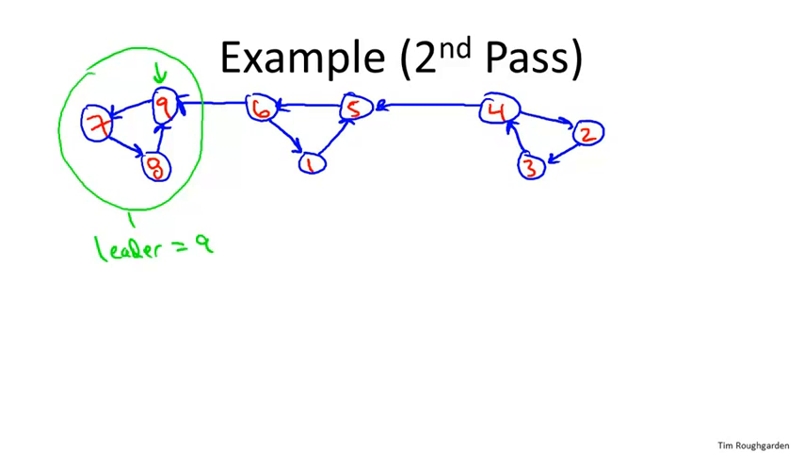So we don't discover 9 now. So we backtrack to 6. We go to 1. From 1, we have to go to 5. From 5, we have to go to 6. And then we start backtracking again.